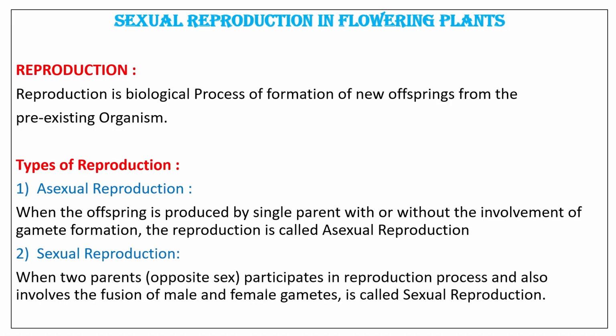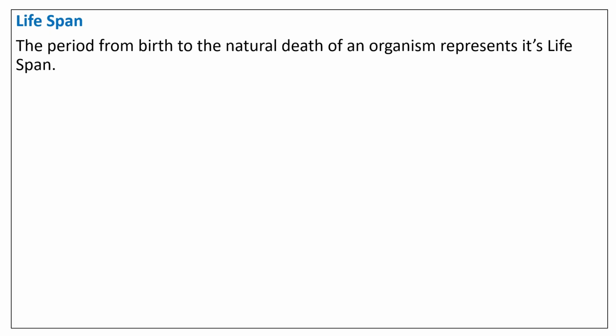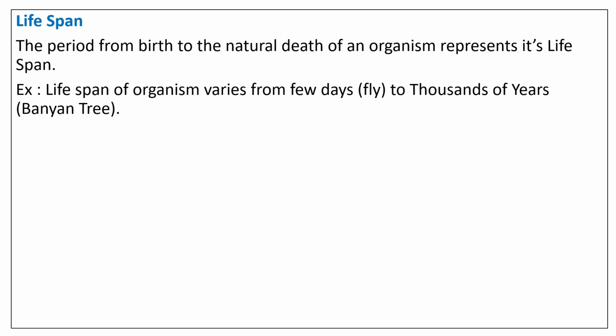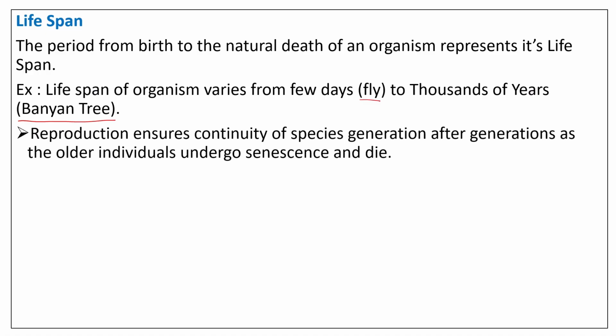2. Sexual reproduction. When two parents of opposite sex participate in the reproduction process and it also involves the fusion of male and female gametes, it is called sexual reproduction. Lifespan. The period from birth to the natural death of an organism represents its lifespan. Example: the lifespan of organisms varies from a few days, as in a fly, to thousands of years, as in a banyan tree. Reproduction ensures continuity of species generation after generation as the older individuals undergo senescence and die.